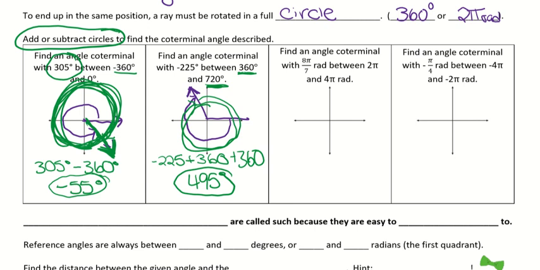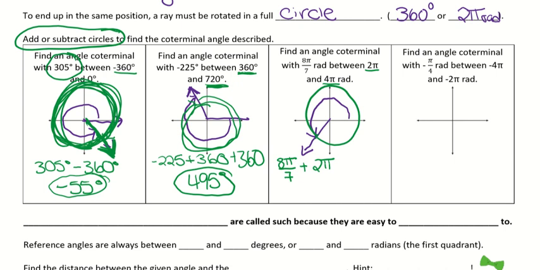So this one uses radians. We're going to use 8 pi over 7, and we graphed 8 pi over 7 above. 8 pi over 7 is a little bit more than pi, so it's right here. And we are going to add a circle to get between 2 pi and 4 pi. So we're going to add a circle. So 8 pi over 7 plus 2 pi.